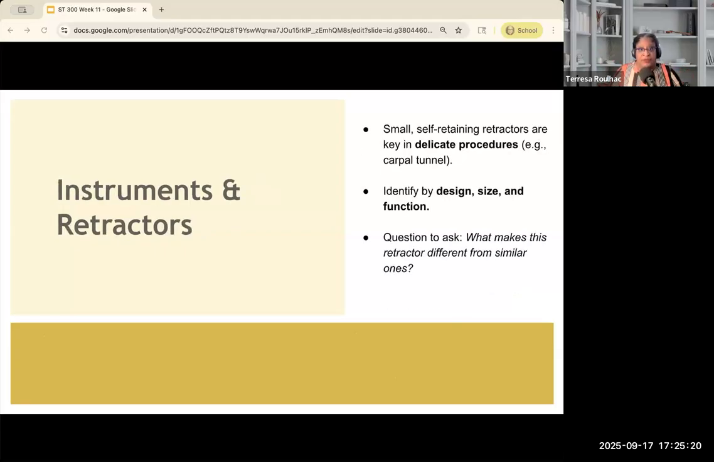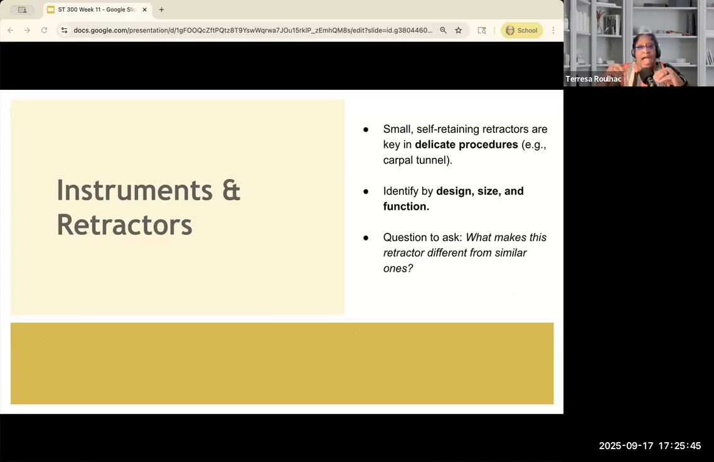Instruments and retractors in smaller, delicate procedures like a carpal tunnel, where we're just cutting into the wrist right here. It's a smaller case, so we'll use the right retractors. We're not going to use a big Army Navy in this area. You may use a rake, you may even use a hook. It provides exposure without damaging.